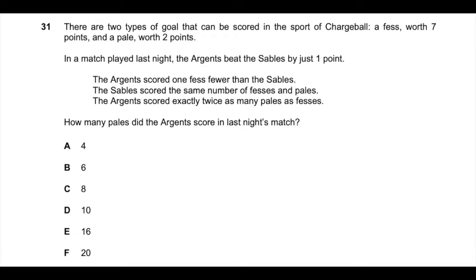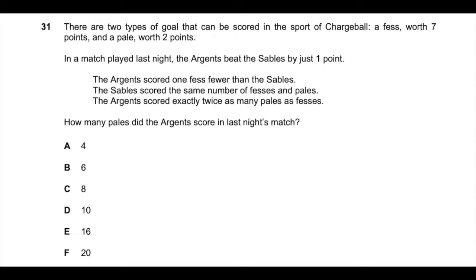From statement 2, SF equals SP. From statement 3, AF equals AP. Then, the fact that the Argents beat the Sables by 1 point gives 7 AF plus 2 AP equals 7 SF plus 2 SP plus 1. Converting all terms to fesses: 7 AF plus 4 AF equals 7 SF plus 2 SF plus 1, so 11 AF minus 9 SF minus 1 equals 0.